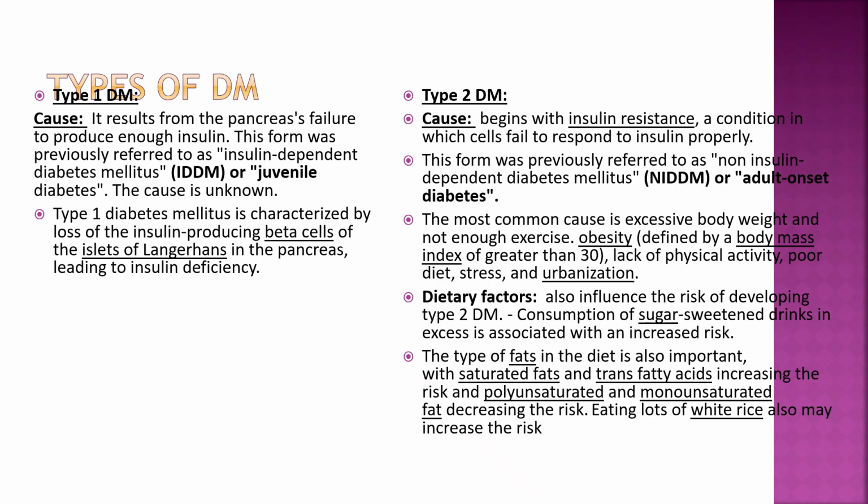So obesity, which is body mass index more than 30, lack of physical activity, poor diet, stress and urbanization. And dietary factors like consumption of sugar or sweet drinks in excess or fat. So saturated fats and trans fatty acids increase the risk, and polyunsaturated and monounsaturated fat decrease the risk of diabetes. Eating lots of white rice also increases the risk of diabetes mellitus, that is type 2.